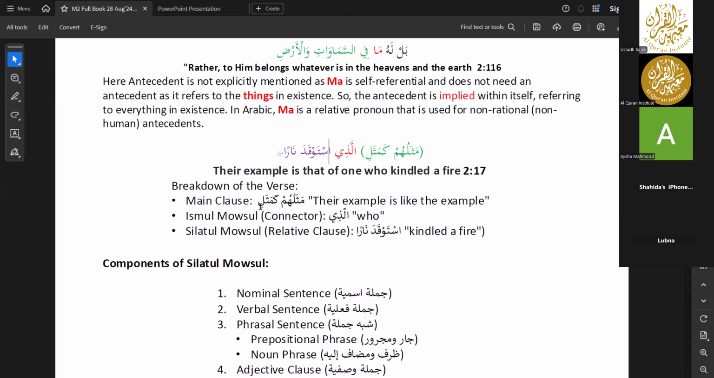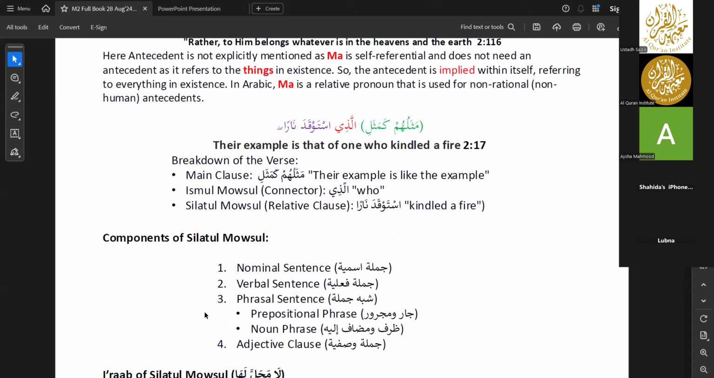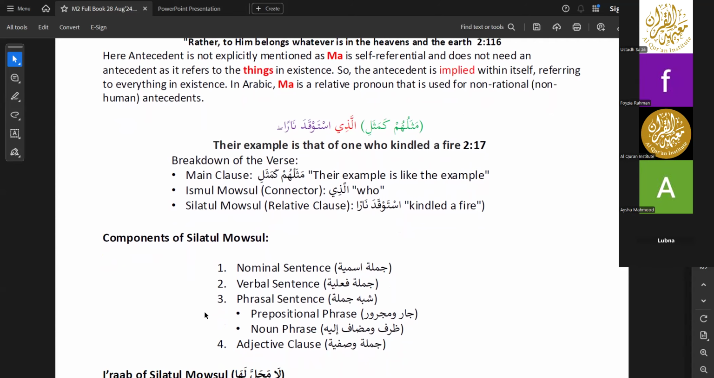It's a whole jumla, a whole sentence. What are the components of Jumlatul Mawsul? Will it have a mubtada and a khabar? Jumlatul Mawsul will not have a mubtada before it, when it's connected to the antecedent. The antecedent is the mubtada, so mubtada is not part of Jumlatul Mawsul. Its first part is the Ismul Mawsul, and the second part is Silatul Mawsul. So Jumlatul Mawsul means the combination of Ismul Mawsul plus Silatul Mawsul.